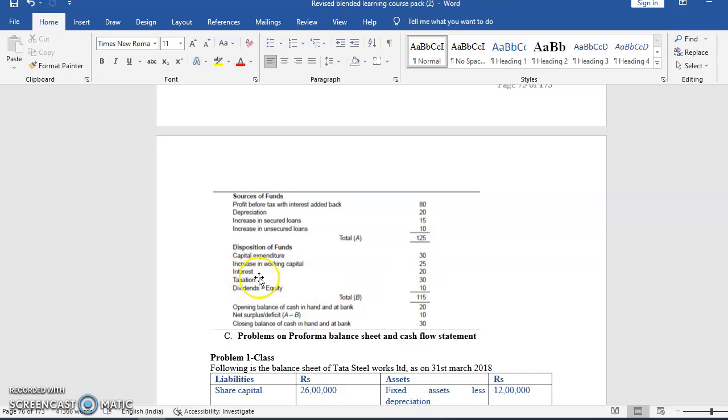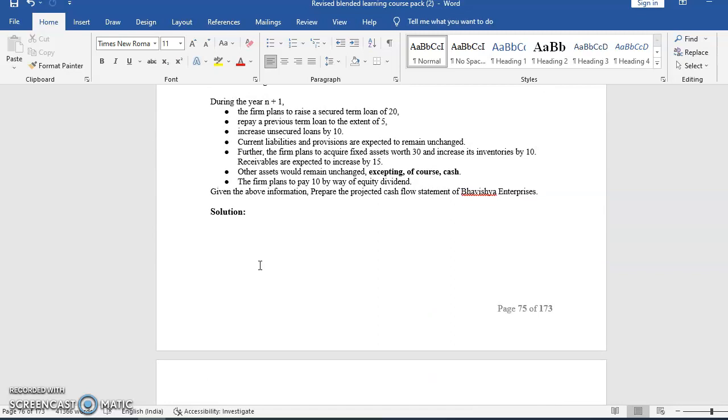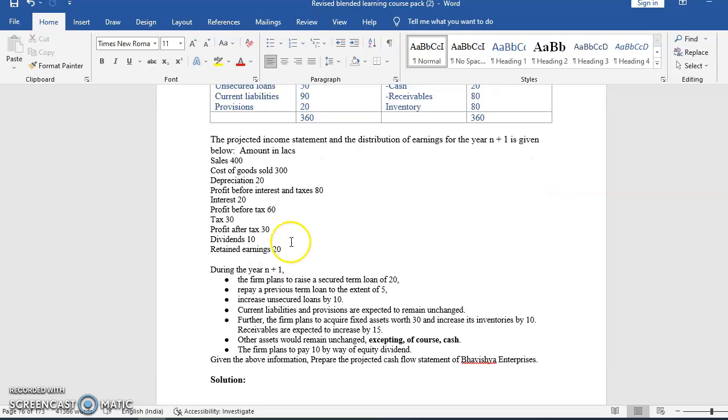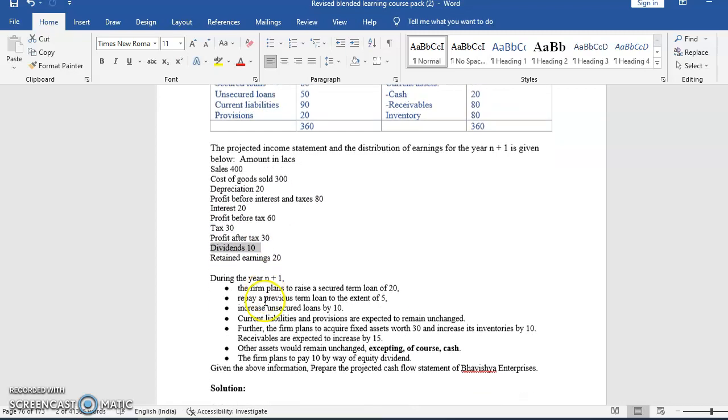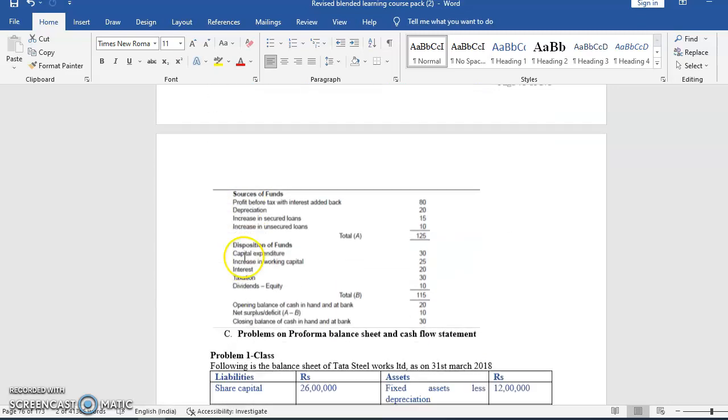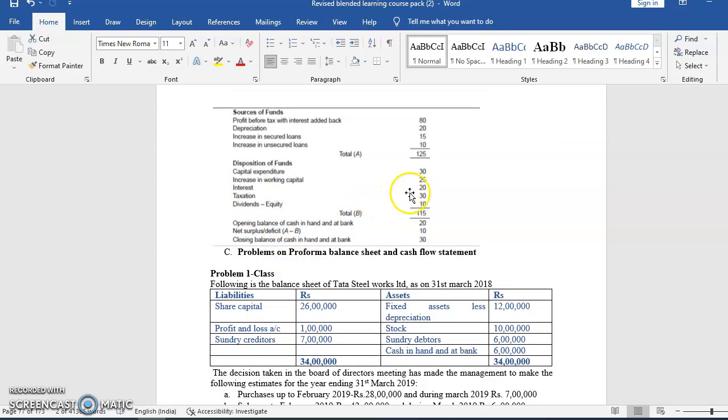Besides that, there is also interest that you have to pay. Interest is a financial expense, and how much is the interest that you're going to pay? And we see that interest is around 20 here, and then there is a dividend of 10 and also your tax of 30. Just have a look at it. Interest is 20, taxation is 30, dividend is 10.